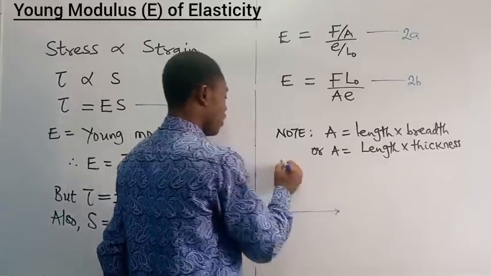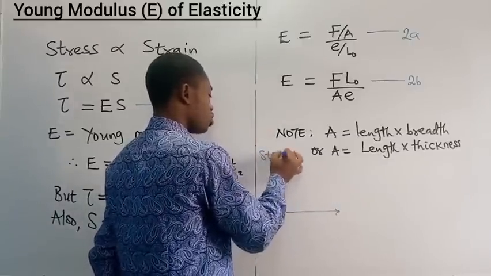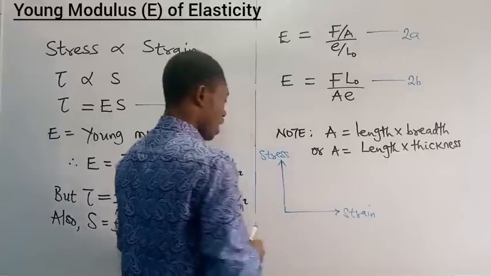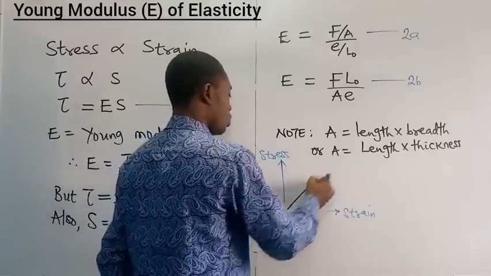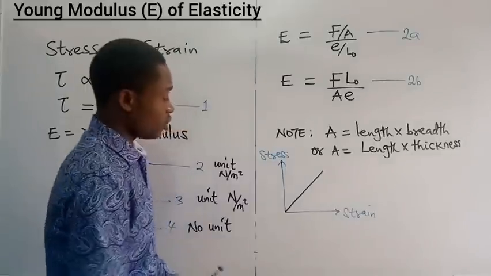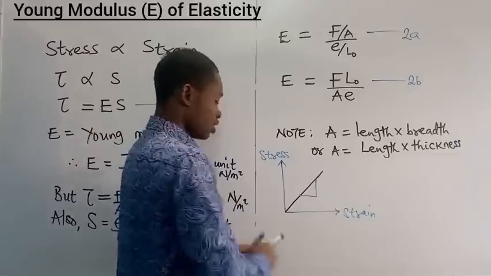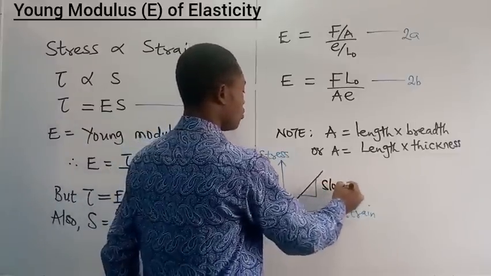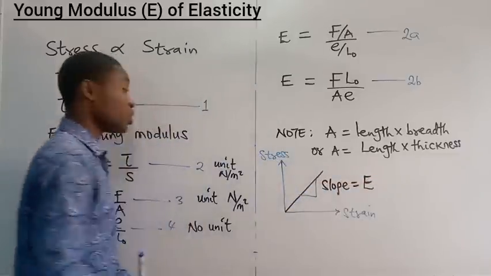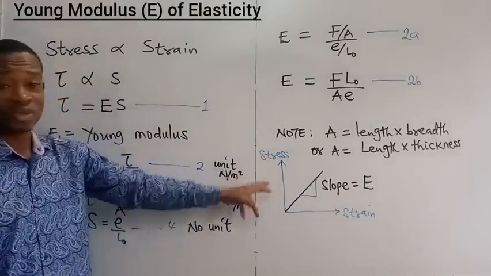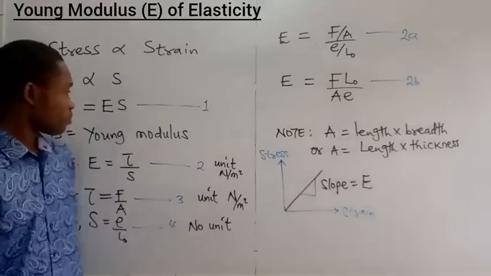Now let's say we have a graph of stress against strain. You're going to get a straight line, which expectedly will pass through the origin. You get something like this. Then if you take the slope, look at it: the slope is equal to Young modulus. You want to take note of that. If you plot stress against strain, an examiner can test you on this, okay?